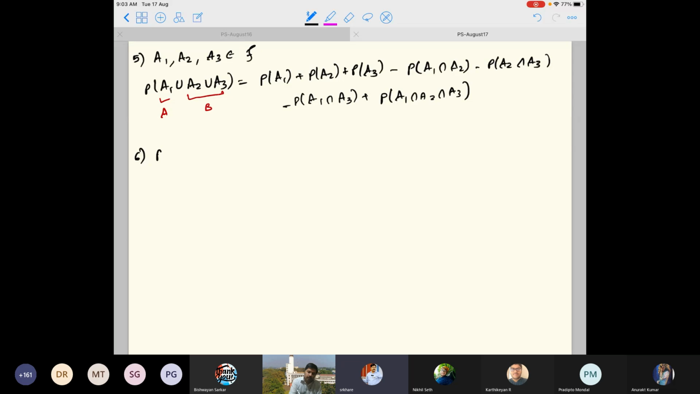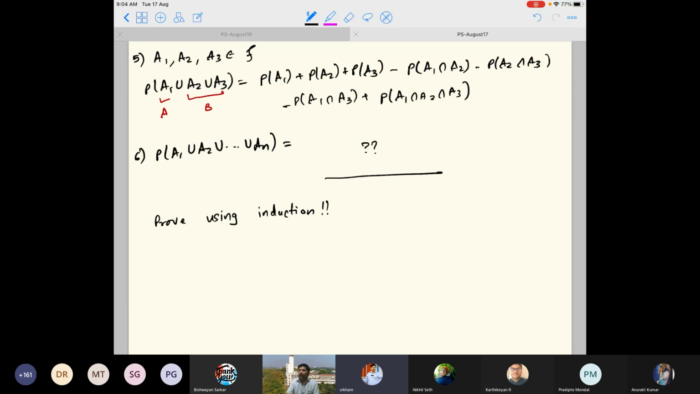Okay. So next result I want is A1 union A2 union so on and so forth AN. You first tell me what is this probability. And you can prove this using induction. I'm not even going to write down the right hand side of this. Can you tell me the right hand side? It will be summation of P Ai minus summation of P Ai intersection Aj plus summation P Ai intersection Aj intersection Ak and so on. Correct. So what is the last term? Last term is plus minus 1 to the power n plus 1 into P of the intersection of all the sets.